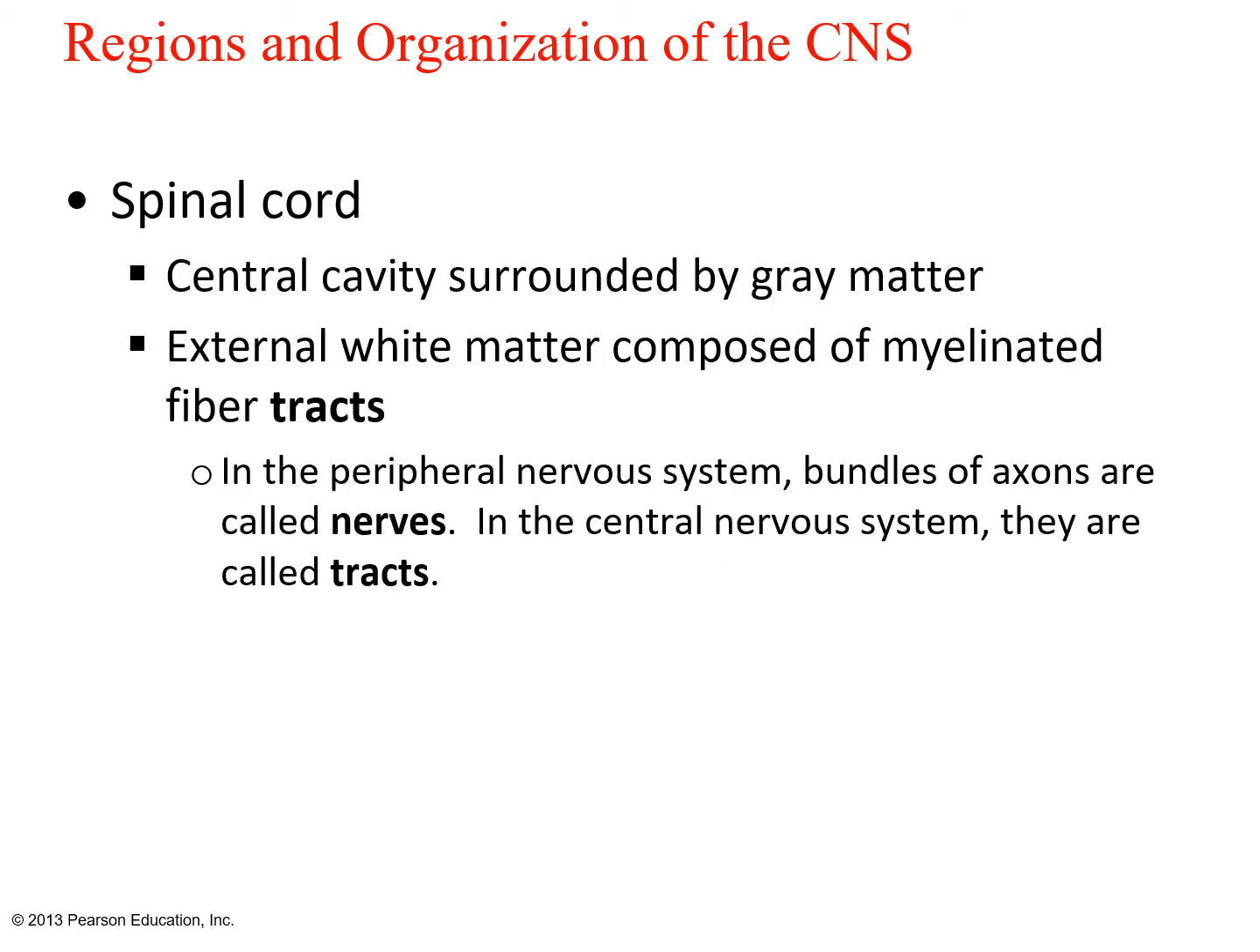In the spinal cord, there's a central cavity surrounded by gray matter. External to this, you'll see white matter, which is composed of myelinated tracts. So in the peripheral nervous system, bundles of axons are called nerves. In the central nervous system, they are called tracts. So basically, tracts are essentially the same thing as nerves, except they're located in the central nervous system. They're all about communication.